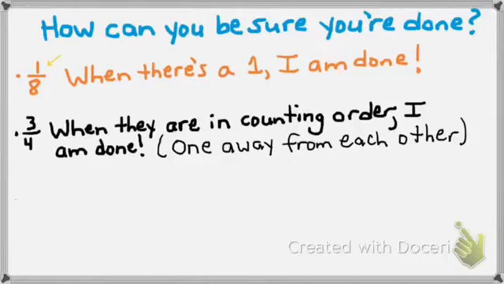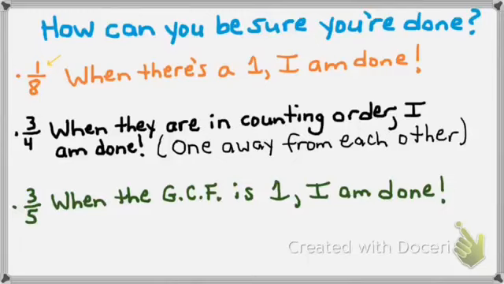And when they're in counting order, they're kind of 1 away from each other, right? 3 plus 1 is 4, right? So if they're in counting order, they're 1 away from each other. How else might you know that a fraction is done? What if my final answer was 3/5? There's no 1. They're not in counting order. They're not both even, so maybe it's done, but I'm not sure.